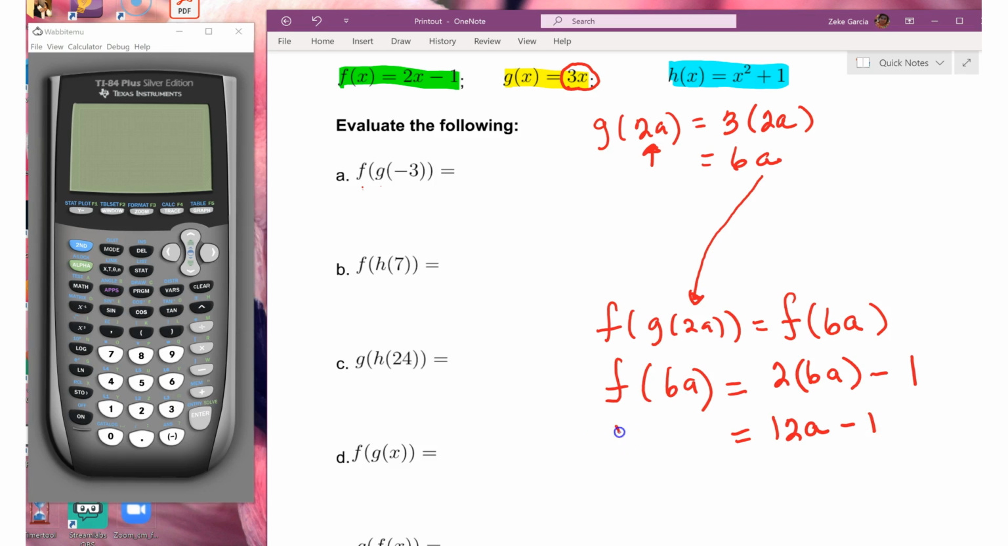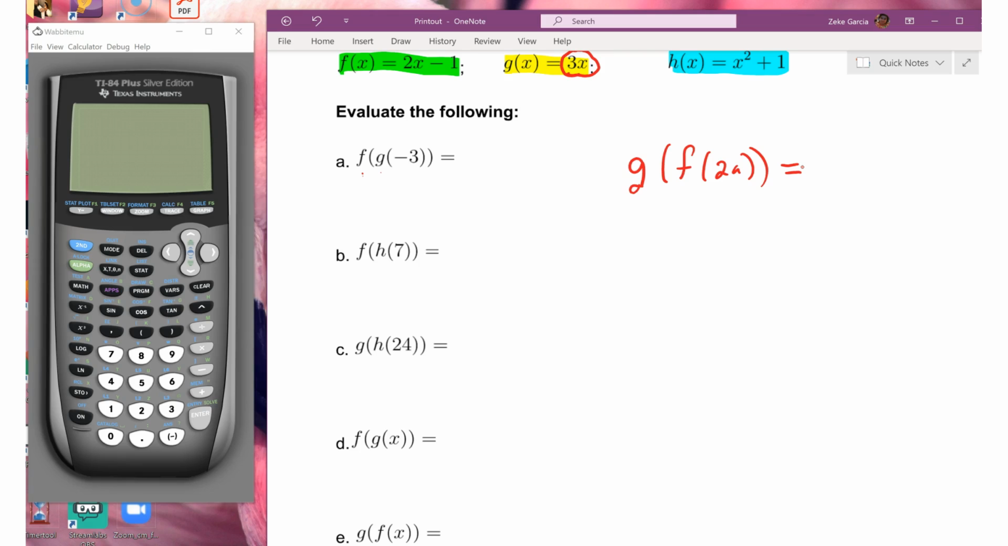So what can we conclude? F of g of 2a will give you 12a minus 1. Remember, you had to find g of 2a, which in this case was 6a. That became an input for f, and what came out was 12a minus 1.